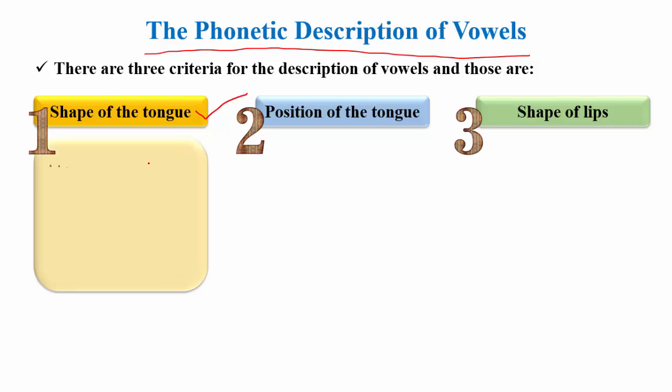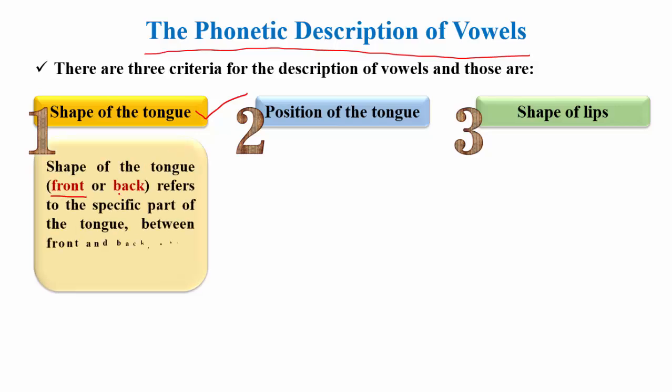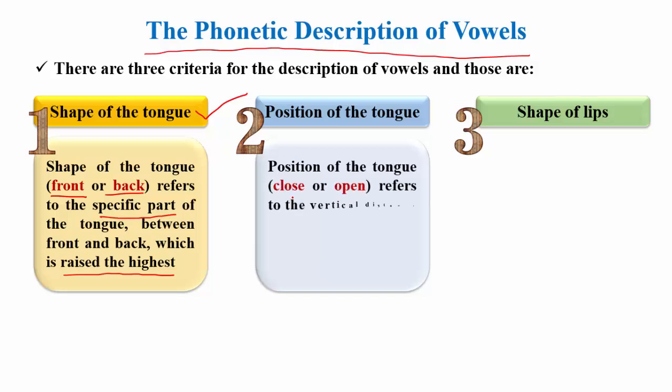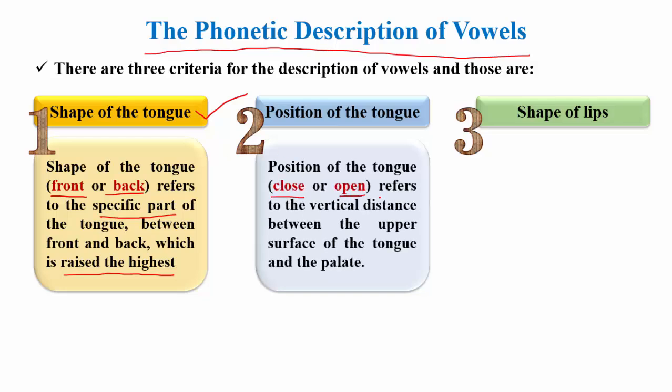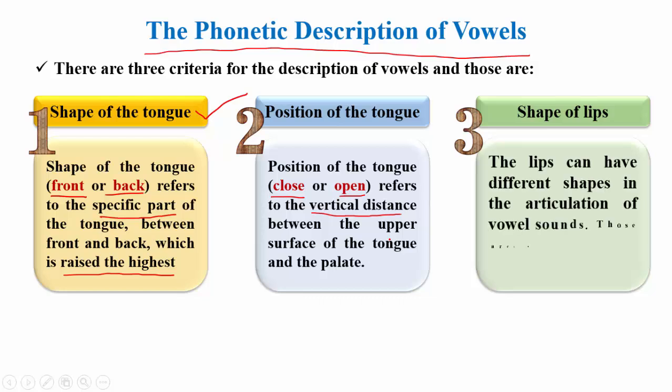In relation to the shape of the tongue, that's to say front or back, it refers to the specific part of the tongue between front and back which is raised the highest. When it comes to the position of the tongue, that's to say close or open, it refers to the vertical distance between the upper surface of the tongue and the palate. Finally, the lips can have different shapes in the articulation of vowel sounds. Those are spread lips, neutral, or rounded.